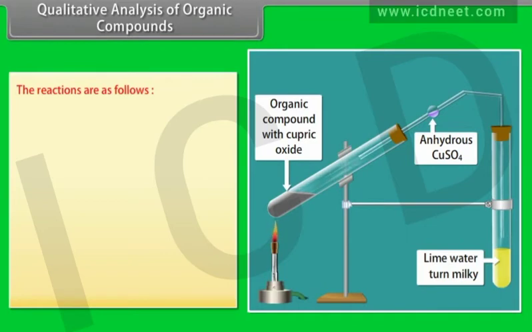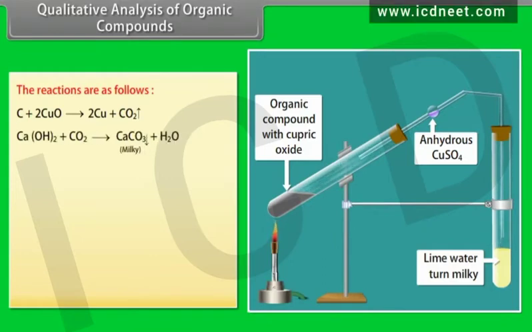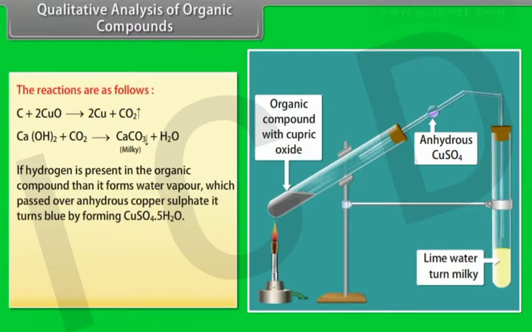The reactions are as follows. Carbon in the organic compound reacts with copper(II) oxide and produces copper and carbon dioxide. The produced carbon dioxide reacts with calcium hydroxide, which turns it milky, indicating the presence of carbon in the organic compound. If hydrogen is present in the organic compound, then it forms water vapor, which passed over anhydrous copper sulfate turns it blue by forming CuSO4·5H2O.